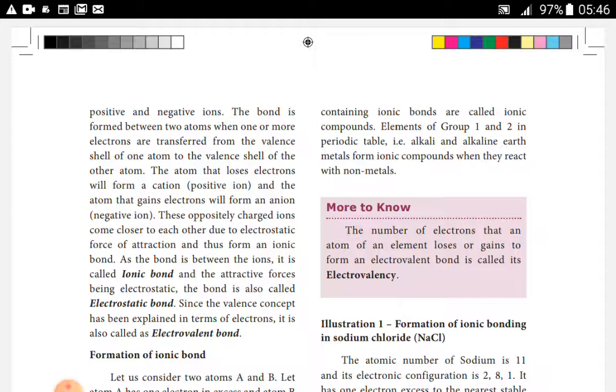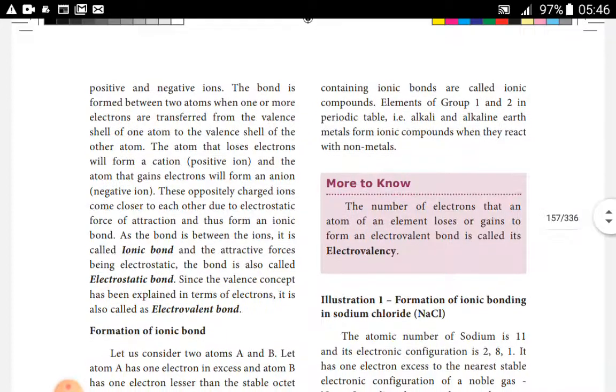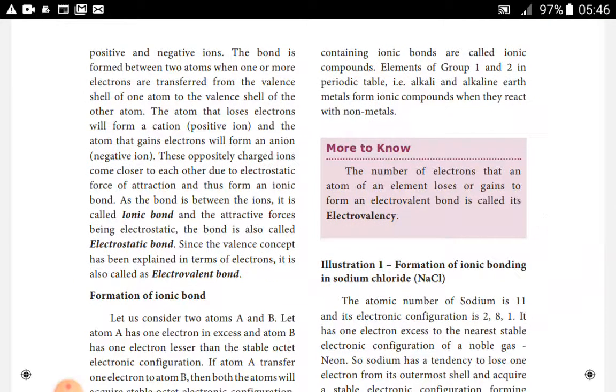And also this electrostatic force or ionic bond is developed from the valence electron. By the valence electrons, that is the electrons in the outermost shell, that are going to be lost or gained. So valence electrons are important for the formation of this bond. So it is also called electrovalent bond. So ionic bond, electrostatic bond, and electrovalent bond.